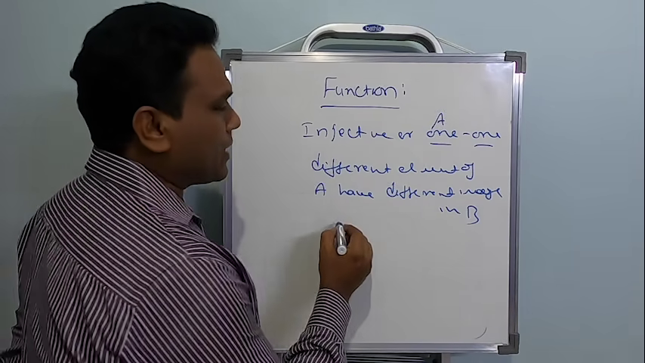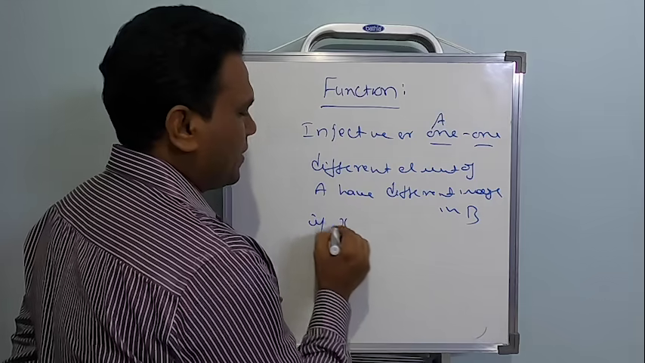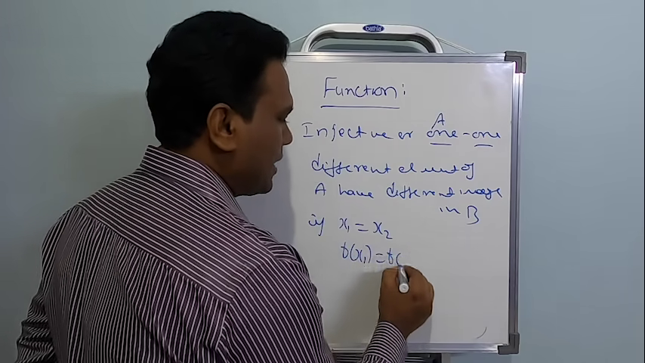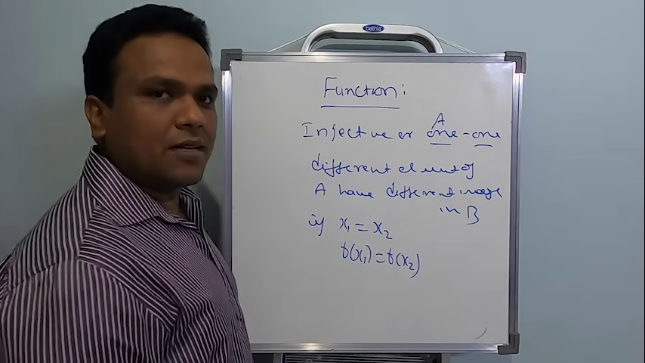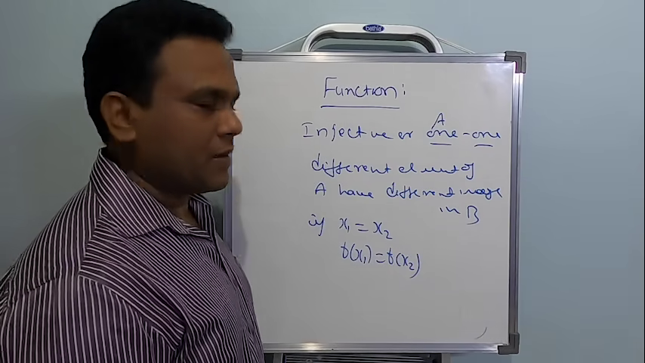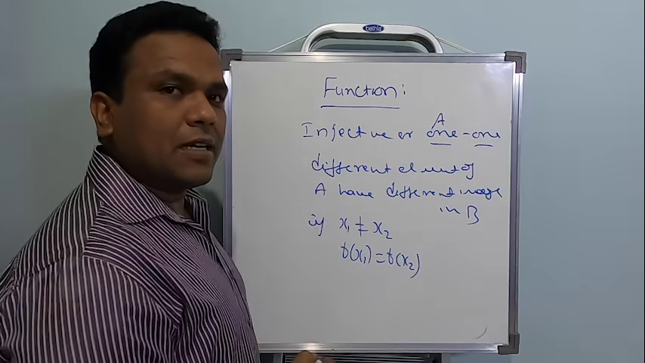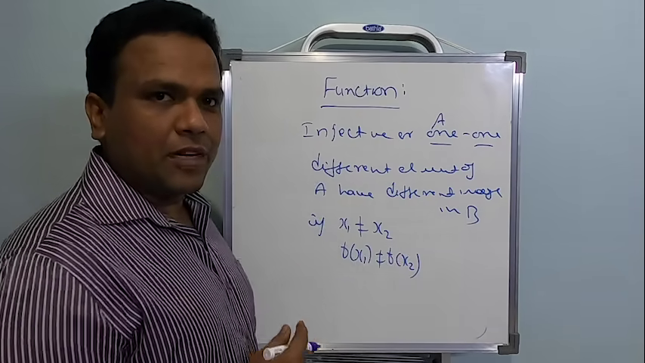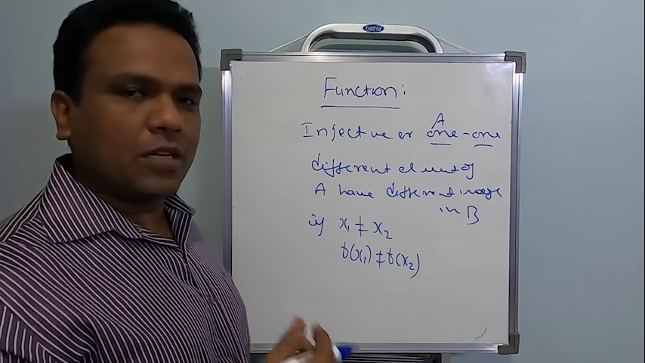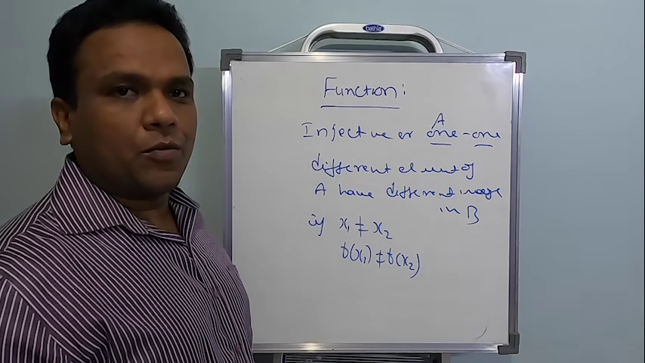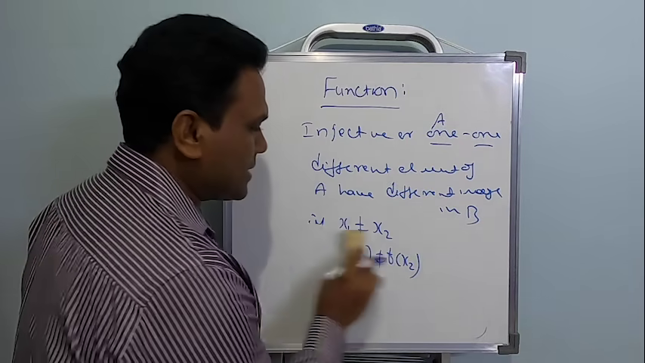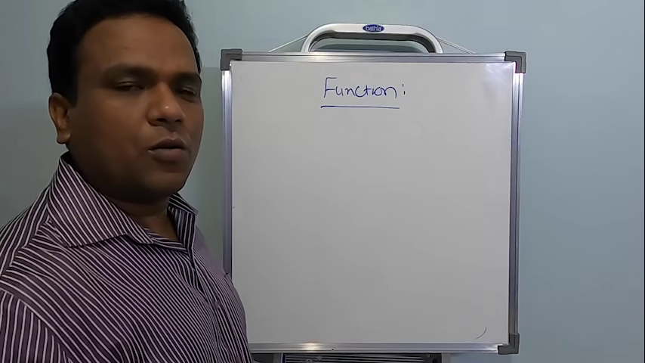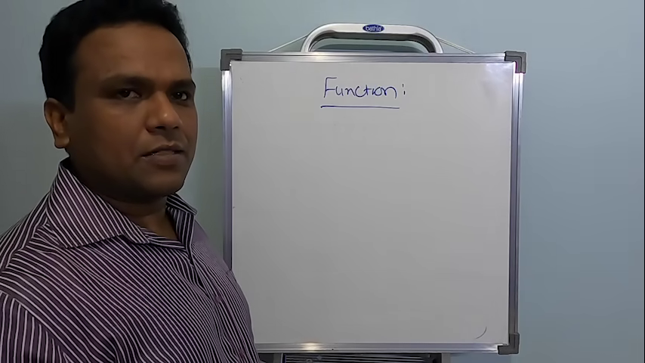The condition for this one is: if x1 equal to x2, then f of x1 equal to f of x2. If the elements are same, the image will be same. Otherwise, if the elements are different, the image also will be different. There are two types of working conditions to check for one-one. That depends on the problem. The next type of function we studied is quite simple. Any function which is not one-one will be called a many-one function.